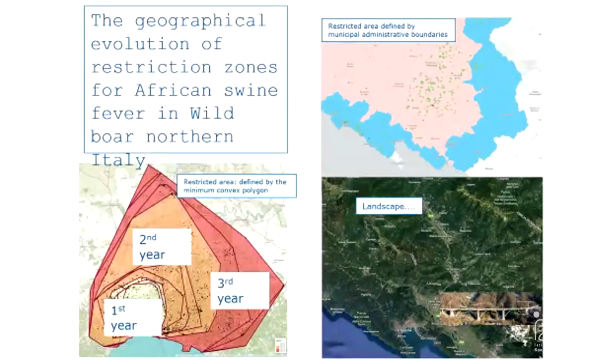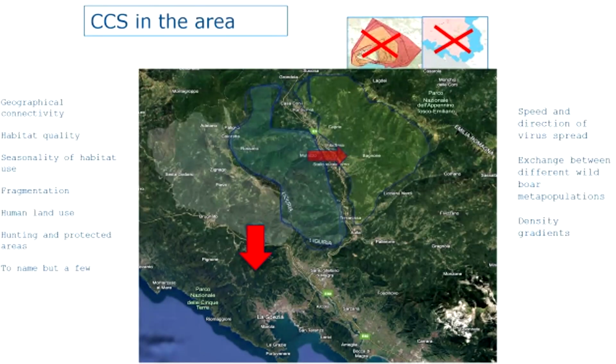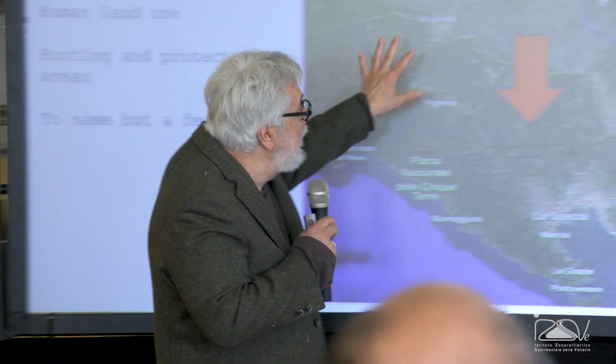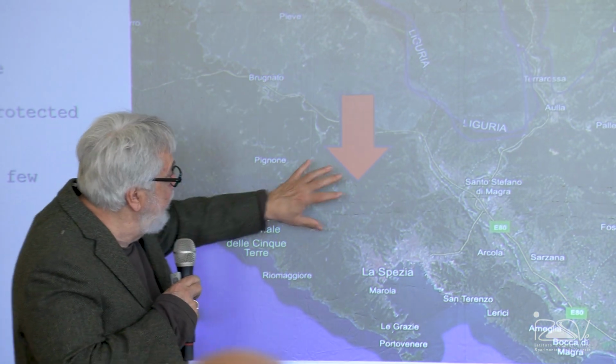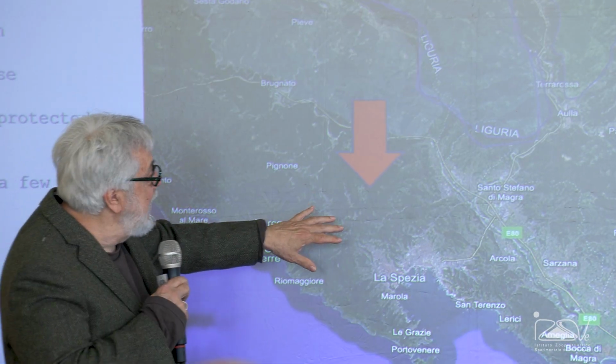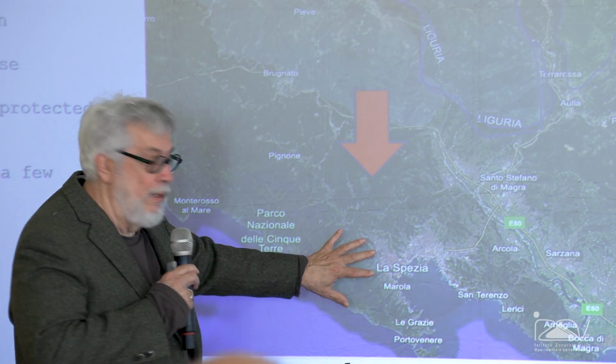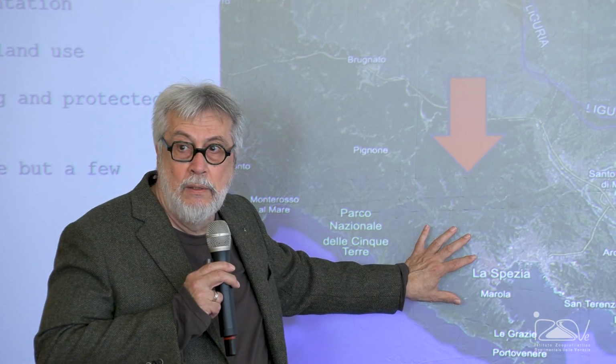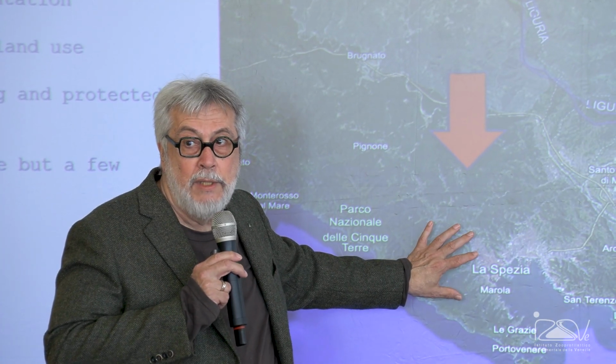Maybe I can give you a better example. This is what I did before, and this is a possible different one. I don't know if you see, we have 1, 2, 3 different critical community size metapopulations that have to be managed in 3 different ways. And for each one of these metapopulations of critical community size, the virus can spread to other critical community populations according to the geographical characteristics of the landscape.